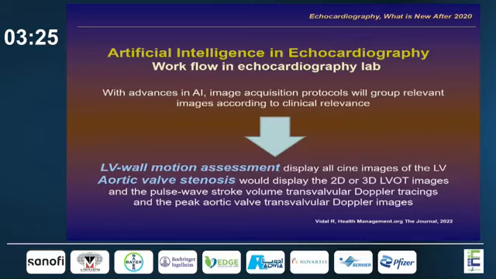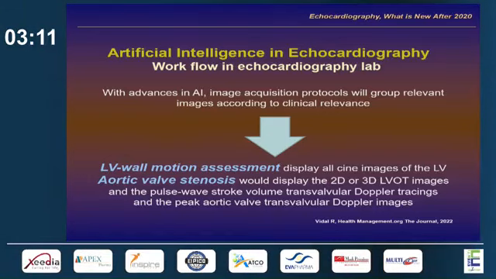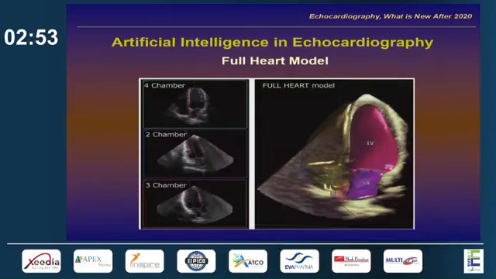Apical 2, apical 3. No, here the machine learned about the disease you are asking for. So if you want the left ventricular wall motion assessment, it will display all cine images of the left ventricle. If you are seeking help about aortic valve stenosis, the machine would display the 2-dimensional, 3-dimensional LVOT images and the pulse wave stroke volume transvalvular Doppler tracing to assess the continuity equation, and then the peak aortic valve transvalvular Doppler gradient to assess the severity.